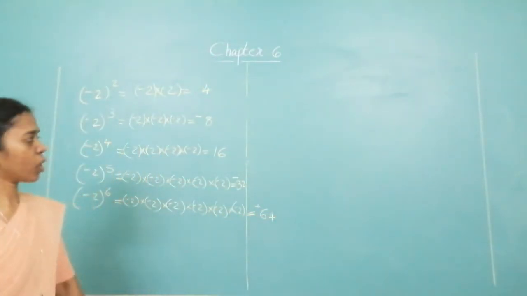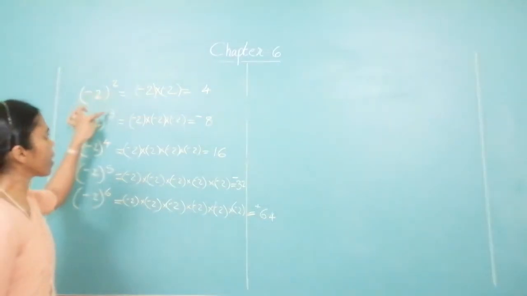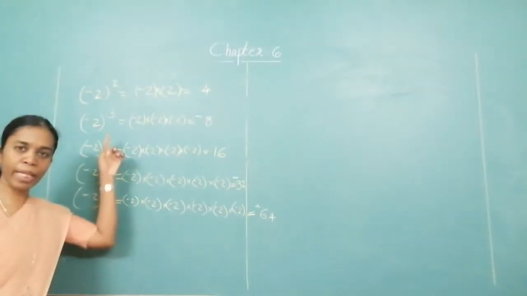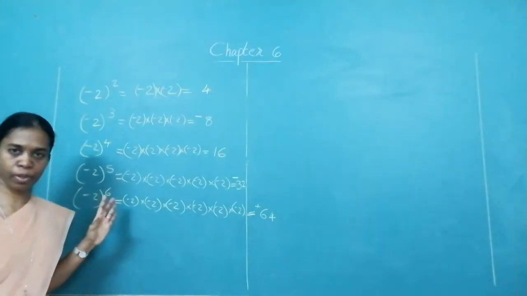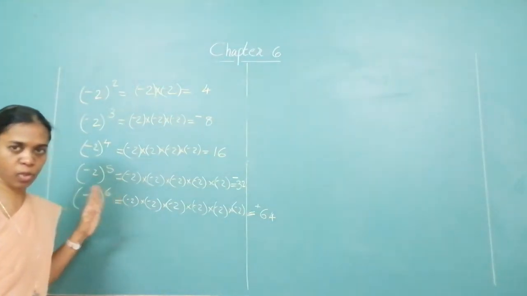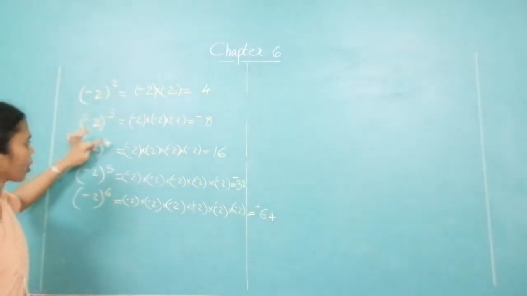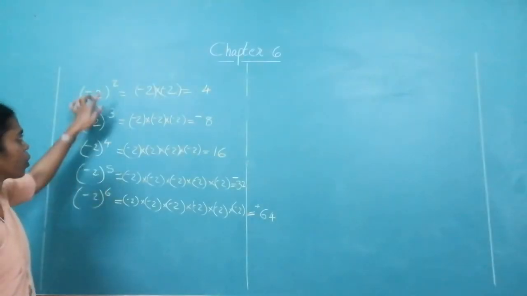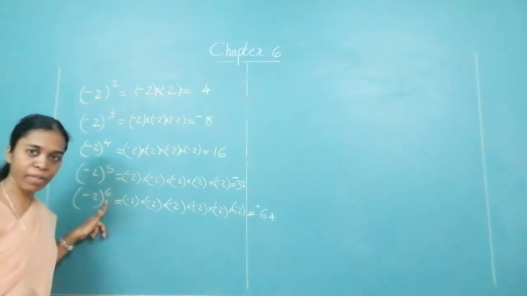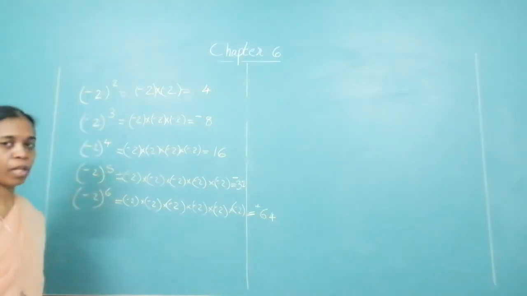Now just look at the index in each. You know the base is a negative number. Negative integer is minus. Okay, base is a negative number. Look at the index over here: 2, 3, 4, 5, 6. You know that 2, 4, 6 are even numbers. 3 and 5 are odd numbers.